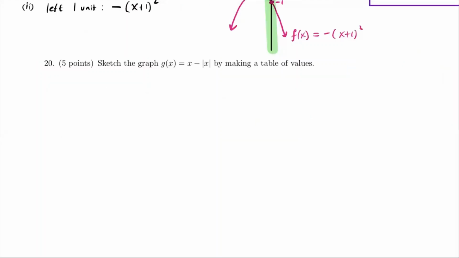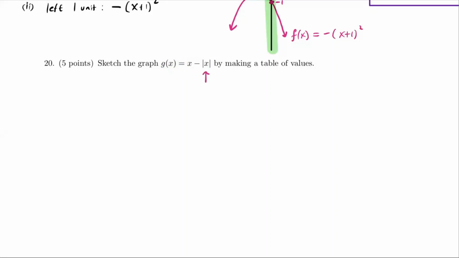Number 20 is the last problem of this test, so let's get to it. We want to sketch now this function right here. Now we're going to be sketching this by making a table of values. So let's do that. The first thing I want to do is replace this piece.